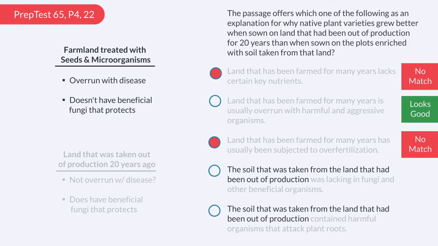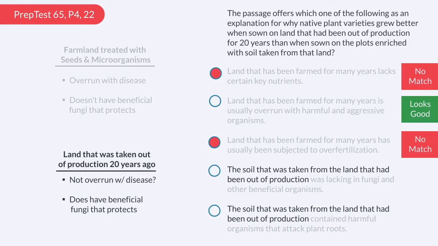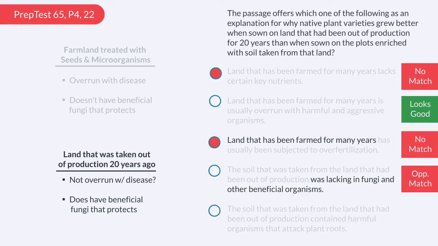When I switch to D and E, the subject noun has changed. Now we're viewing the comparison from the perspective of the land that's been out of production for 20 years. The seeds are doing better on this land that's been out of production because that land has a lot of the beneficial fungi. D is saying that this soil is lacking in that beneficial fungi, so that cannot be correct. That's the opposite of what we wanted. The land that's been farmed for many years has been lacking in fungi. If you took the second half of D and paired it up with A, B, or C, it would be correct. They're just kind of messing with our brain by switching the subject noun.